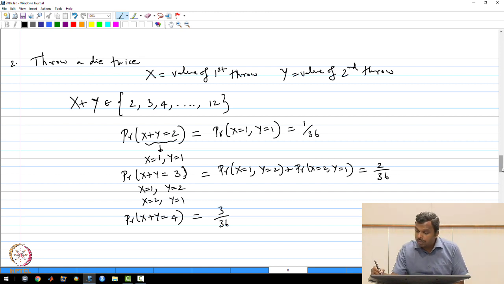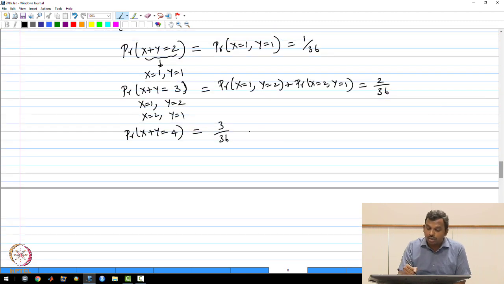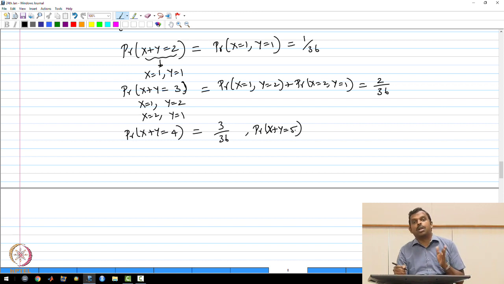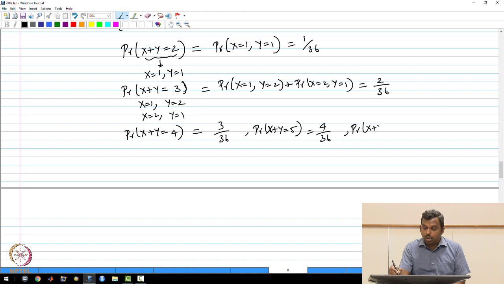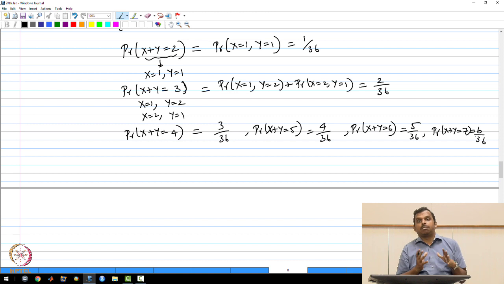You have to go on, but you have to be slightly careful. This goes for the probability that x plus y is 5 also. How many possibilities would we have? 1, 4; 2, 3; 3, 2; 4, 1. So that's 4 possibilities, 4 by 36. Likewise, 6 is also okay, 5 by 36. 7 is also okay, 6 by 36. Up to 7, the possibilities keep increasing, and 7 will have the maximum.